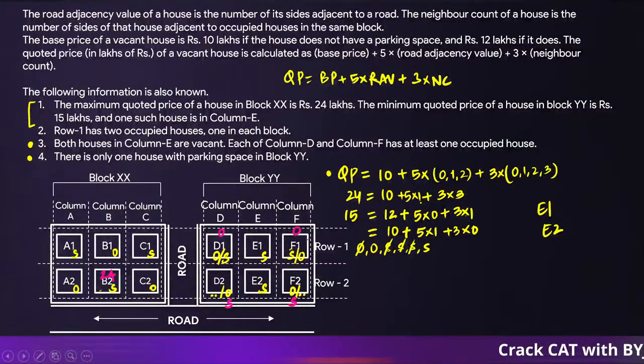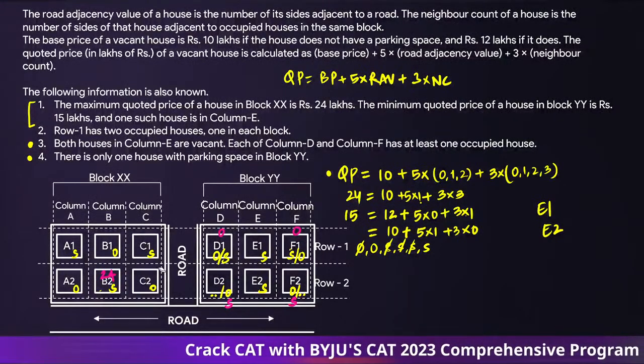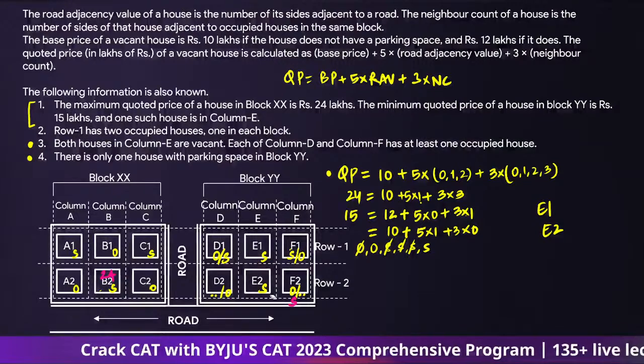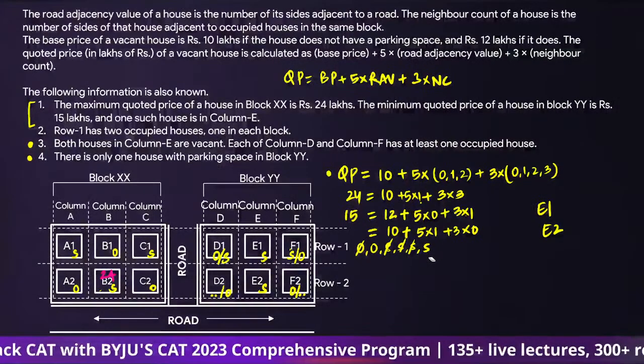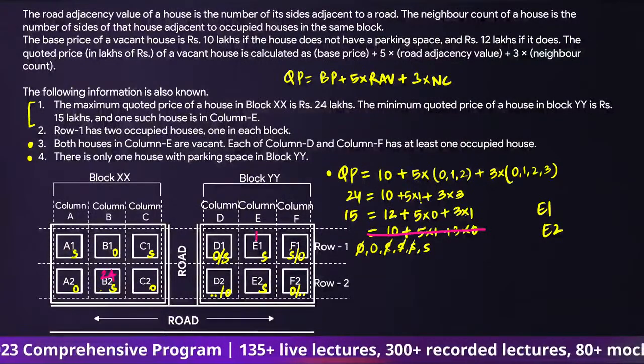Okay, so this is something we can't take, क्योंकि we need only 2 occupied in row 1. We get 3 occupied: 1 in block X and 2 in block Y. So this part is not possible. So this is eliminated. So we get that E1 has the parking 1.